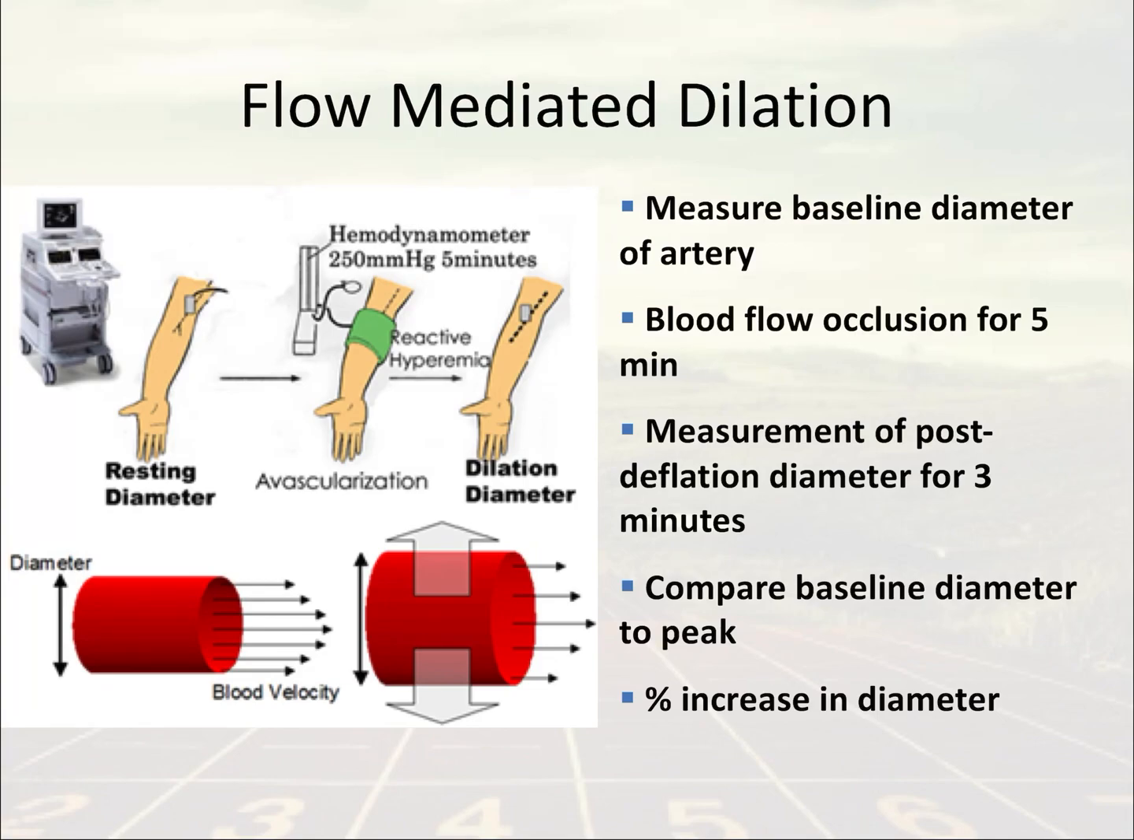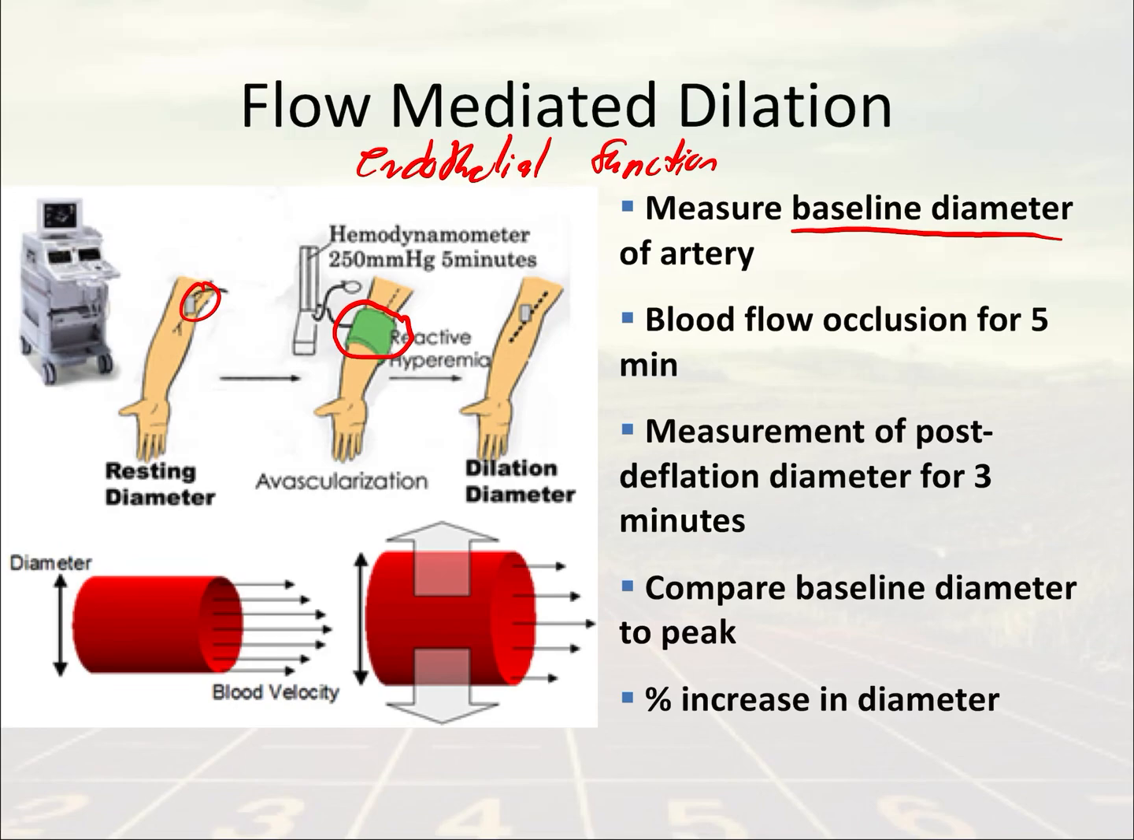Flow-mediated dilation is a non-invasive way to measure endothelial function. We have an ultrasound machine in the lab that we can do this test on as well. So the way that the test works is you get an ultrasound machine and you hold it right here on their brachial artery. Okay, and then you put a blood pressure cuff around their forearm distal to that brachial artery. And the first step is to measure baseline artery diameter.